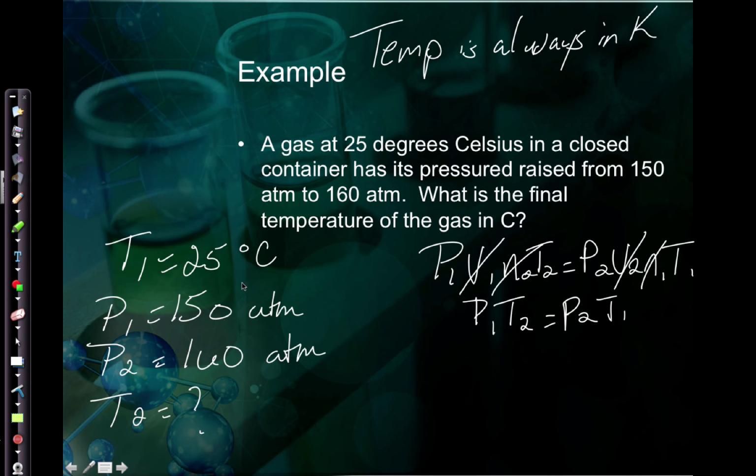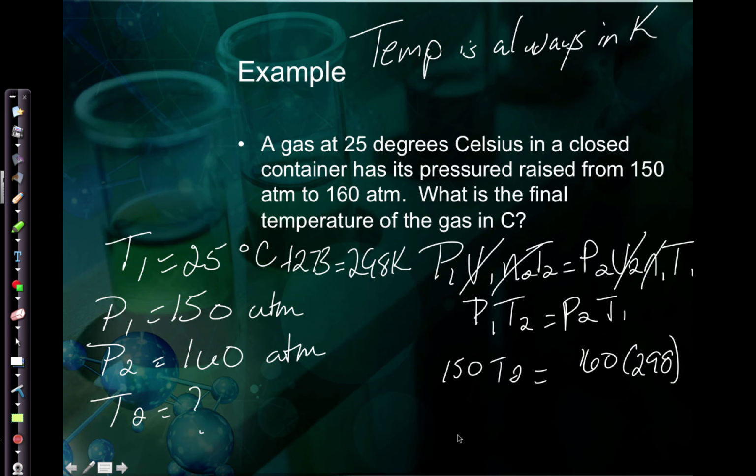All right, so now before I can do any calculations, this has to be in Kelvin, so you're going to add 273 to do that. Anytime that you have a temperature, it has to be in Kelvin. You cannot forget to do that. All right, so now I'm just going to plug it in the equation. So 150 is my P1. T2 is unknown. P2 is 160, and then T1 is 298. Make sure you pick the right temperature here.